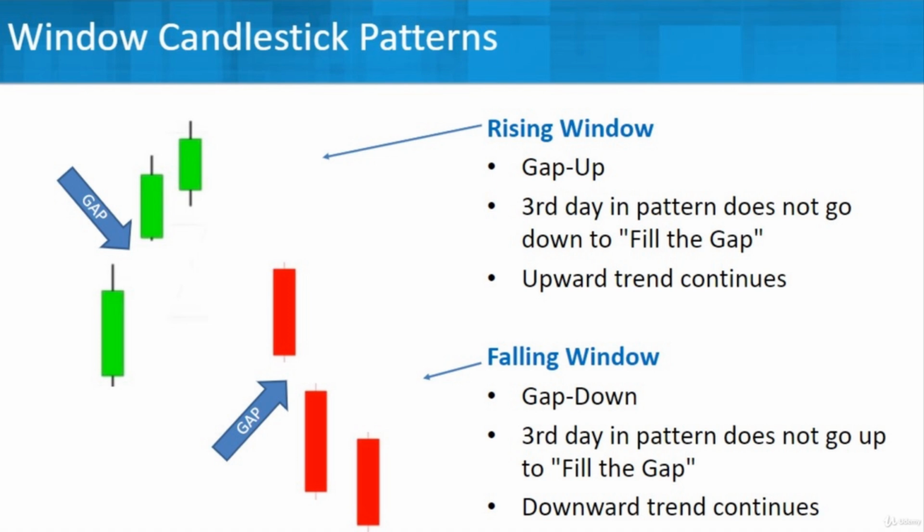So you're looking for this pattern in this example where you have a rising window, where you have a gap, and then you have that continuation of the trend. It doesn't go back and fill that gap. It fulfills that whole definition of a gap that we learned about in other lessons too.